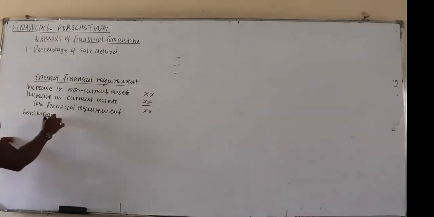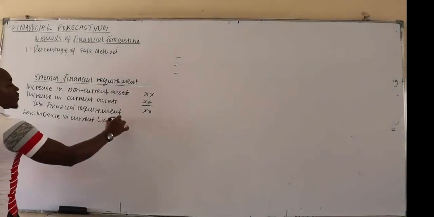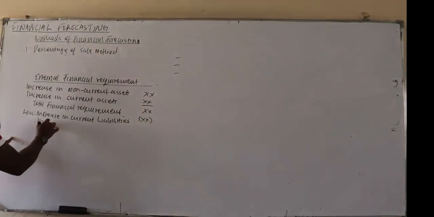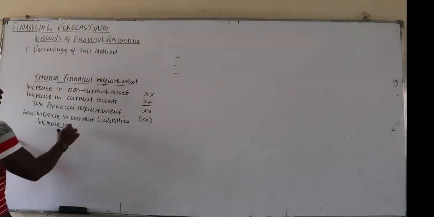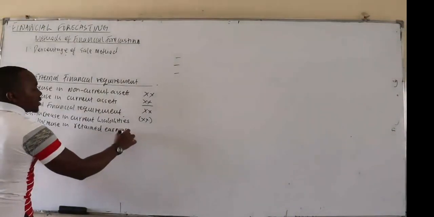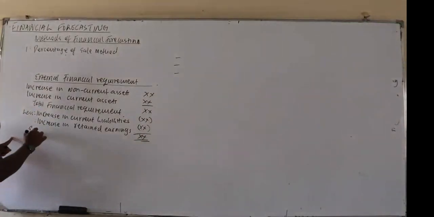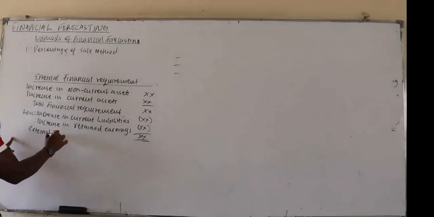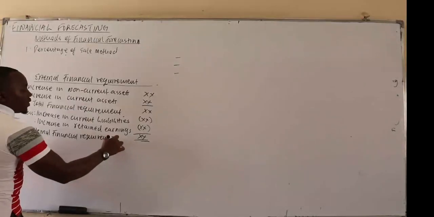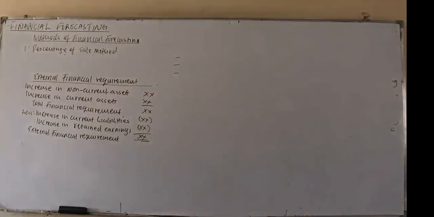Then you deduct the increase in current liabilities as well as the increase in retained earnings. And that's how you determine the amount of external financial requirement, that is the amount the company expects to borrow in the coming financial year.